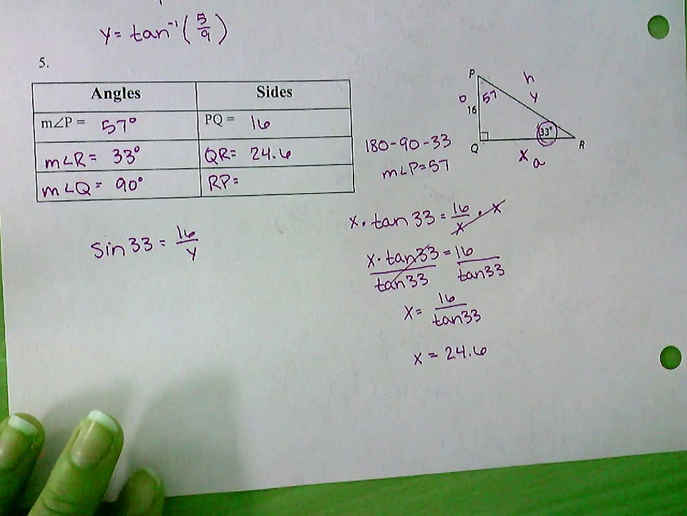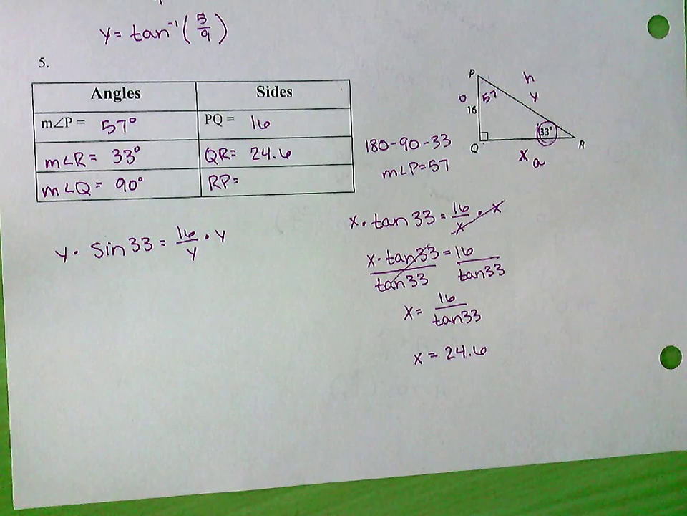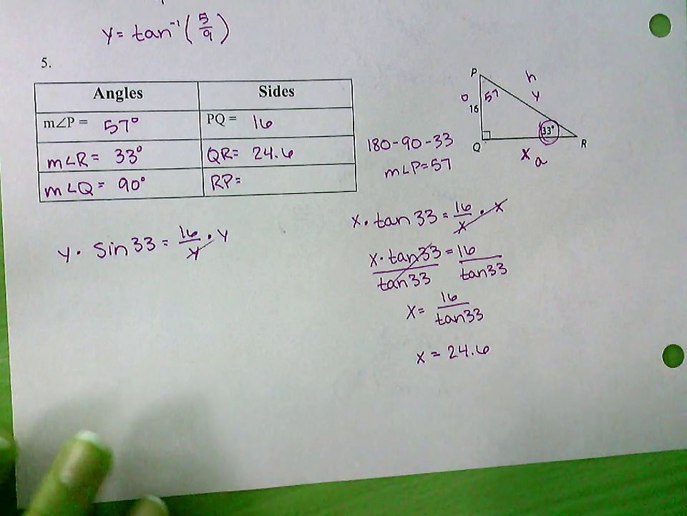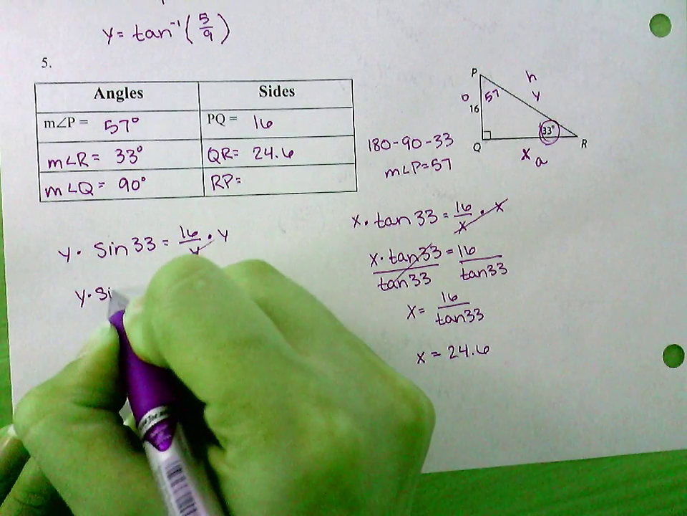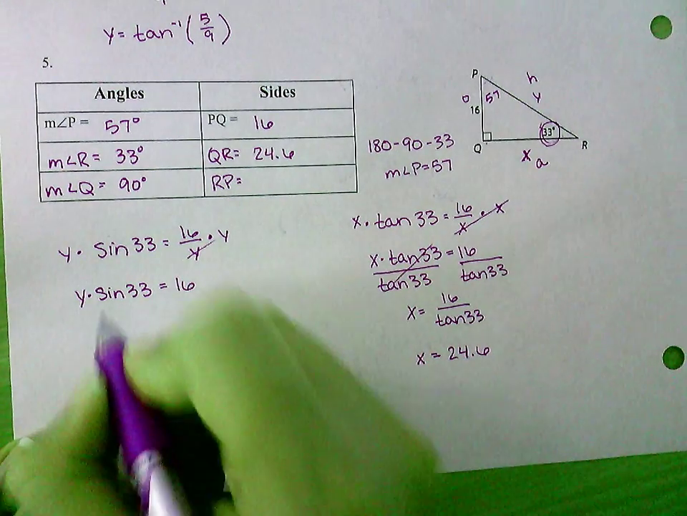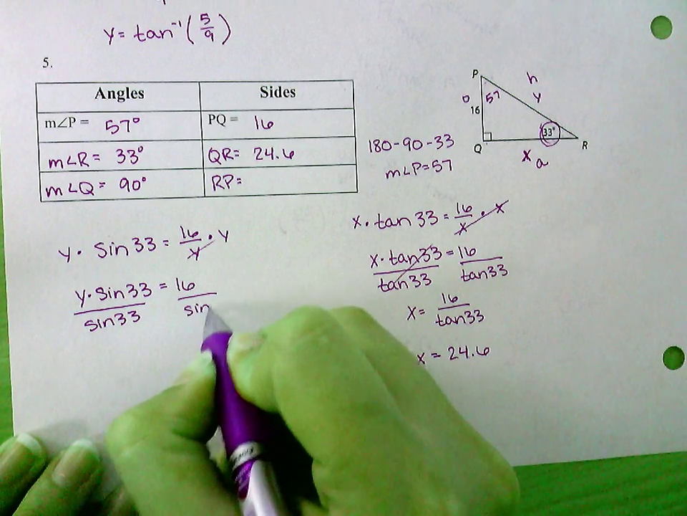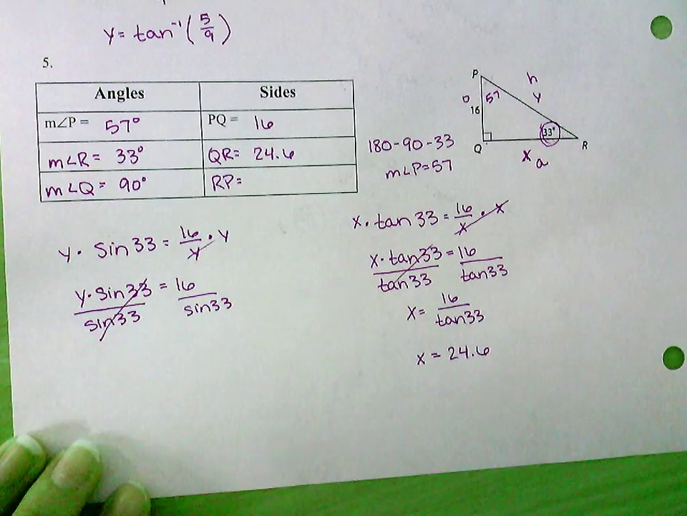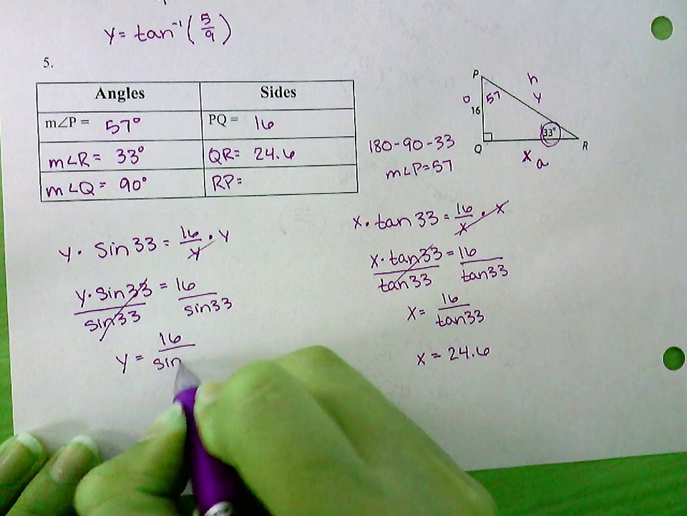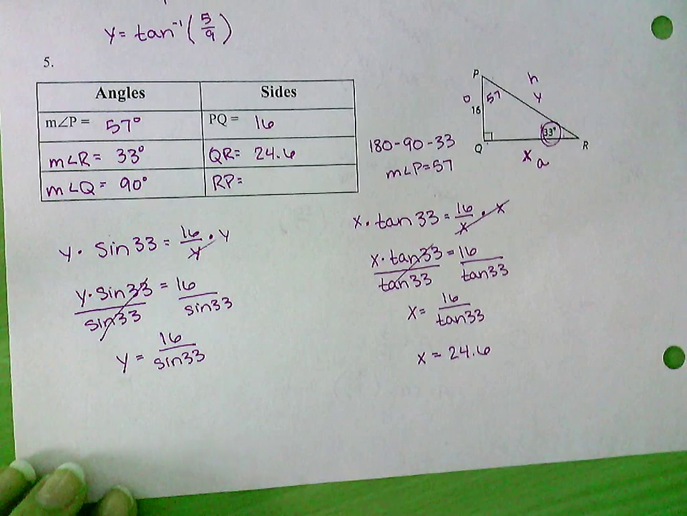What do I do next? Multiply. I'm multiplying by whatever's in the denominator, which is Y. They cancel out over here. So we have Y times the sine of 33 is equal to 16. We'll divide both sides by sine of 33. They cancel here. So I'm left with Y is equal to 16 over the sine of 33. And again, I can put that into the calculator.